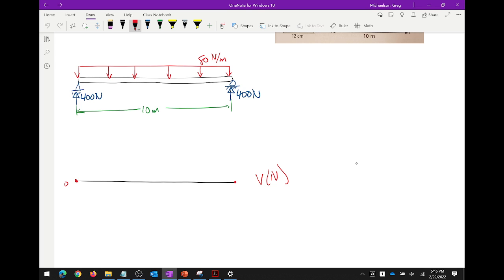So we start at 0, we jump up 400. What does the shear diagram look like from here to here? Linear. What do we drop down to right here? Negative 400. Okay, what about the area under these triangles? 400 times a half is 200, and 200 times 5 is 1,000. Did I do that right? So this is plus 1,000, minus 1,000.